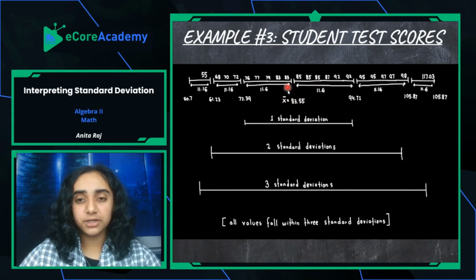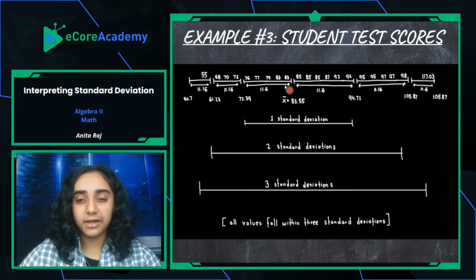So what you first do is you're going to plot 83.5 in the middle of your number line. Then I just wrote out all of the numbers of the test scores. So all these numbers that my laser is following, these are all of the test scores.